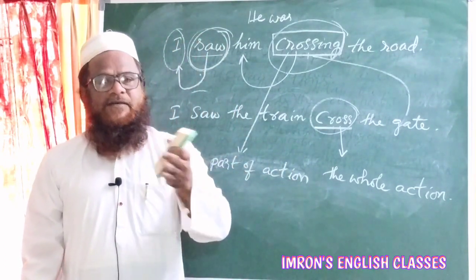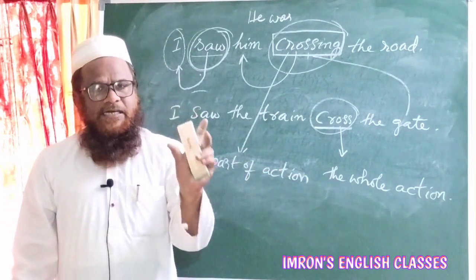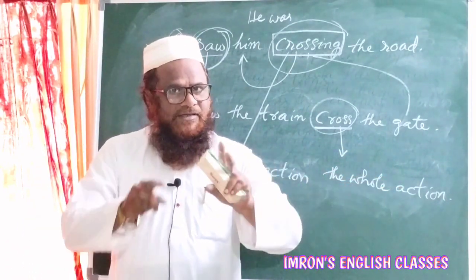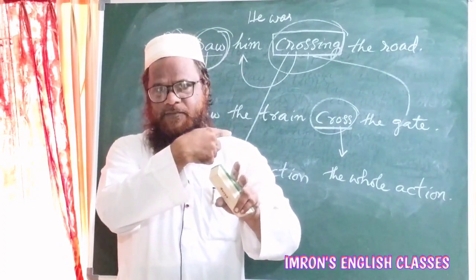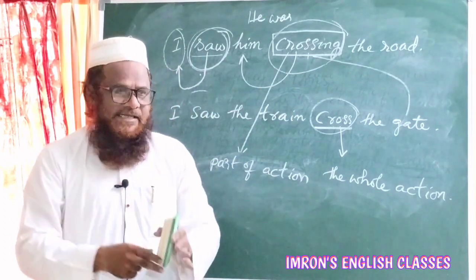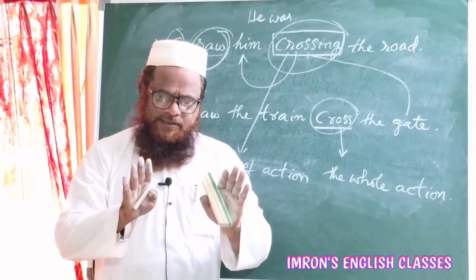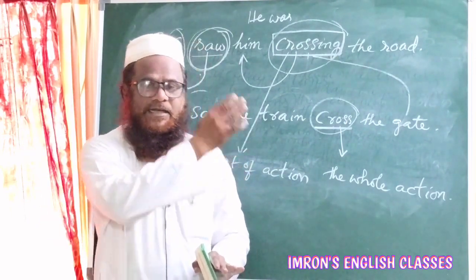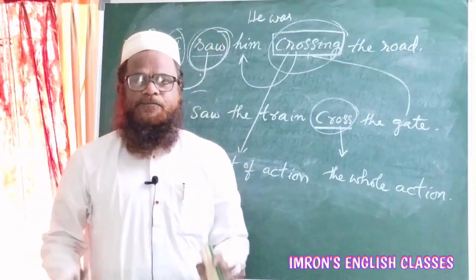When I was there, the train was crossing, so I can make the whole scene into one sentence: I saw the train crossing the gate. I was not there till the end of the action of the train crossing or passing away. I just saw a part of the action, a portion of the action. In such cases, we use the present participle. Generally we stay there till the train crosses. When the action of the train crossing completes, the gates open, then we go.